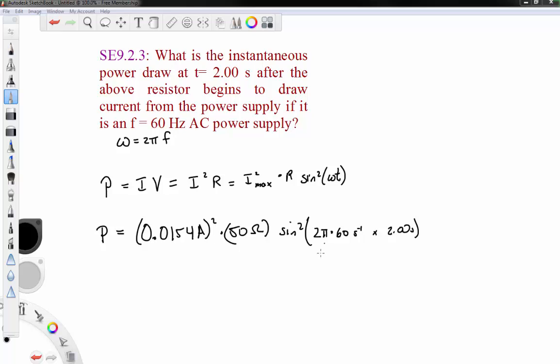However, our calculations simplify dramatically when we see that this is 2 times pi times a whole number times another whole number. And so that means that we're going to have ultimately some even number times pi, and we're taking the sine of that. So this whole thing ends up being 0, because the sine of any integer multiple of pi should be 0. So the power instantaneously at 2.00 seconds is 0 watts.